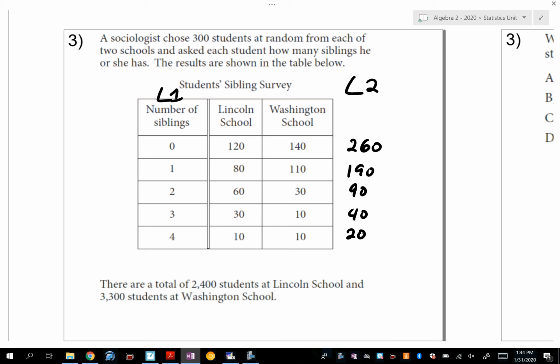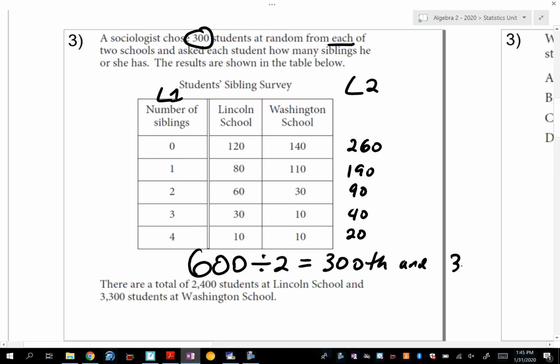But what I was trying to do was do this without the calculator. So I was trying to ask students, how many students were asked in this survey how many siblings they have? And it's 600. Most people focus on the 300, but it's 300 from each school, and there are 2 schools, so it's 600 total students. So the way to find the median is to take your number, divide by 2, which is 300. So if I go to the 300th and the 301st number, I can find my median.